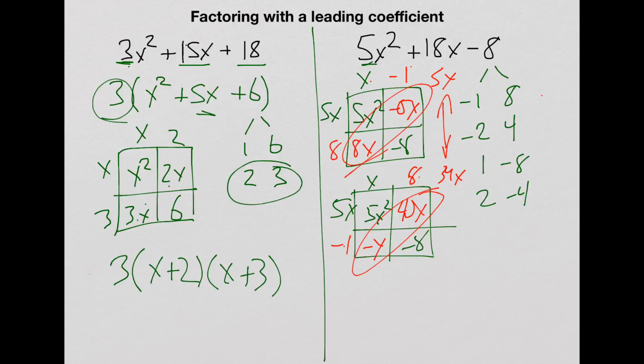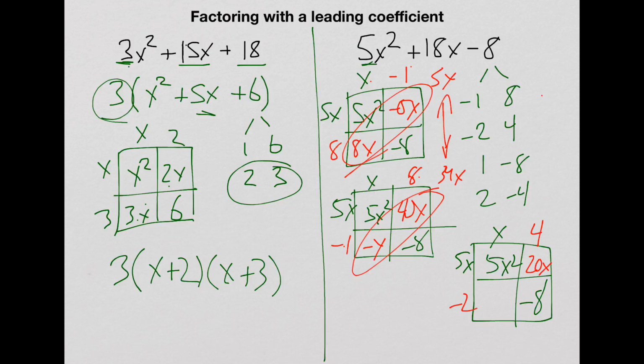It just takes patience, because it's pretty much this idea of guess and check. But if we go 5x squared, 5x and x, this is a negative 8. So I'm going to put 4 here and a negative 2 there. That's going to give me 20x, and negative 2x will add up to 18x. That's the one that works. So I'm going to get 5x minus 2 and an x plus 4.